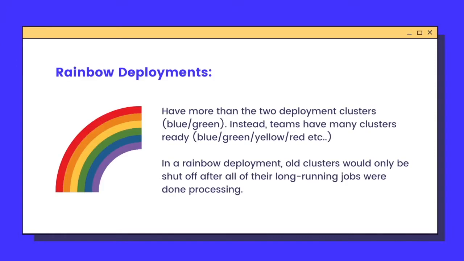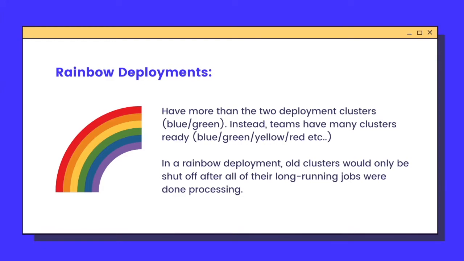Instead of only having 2 clusters, some teams keep an arbitrary number of clusters, so blue, green, red, yellow, so on. This is useful when you're running very long-running tasks. If you're working on a distributed web scraper and your scraping tasks take days, for example, you might need your clusters to last until the last job is finished to ensure things continue working as expected.